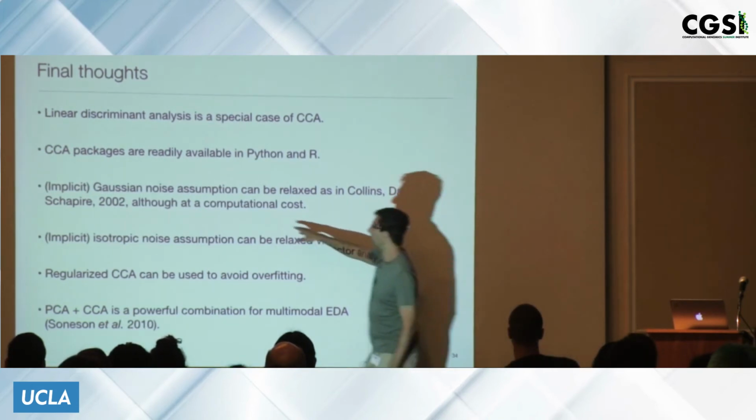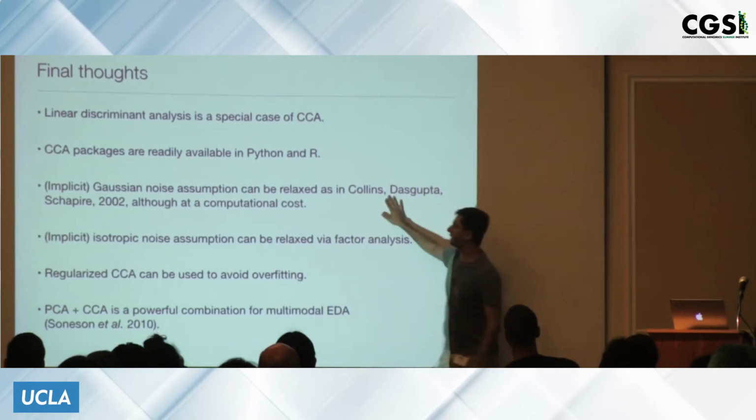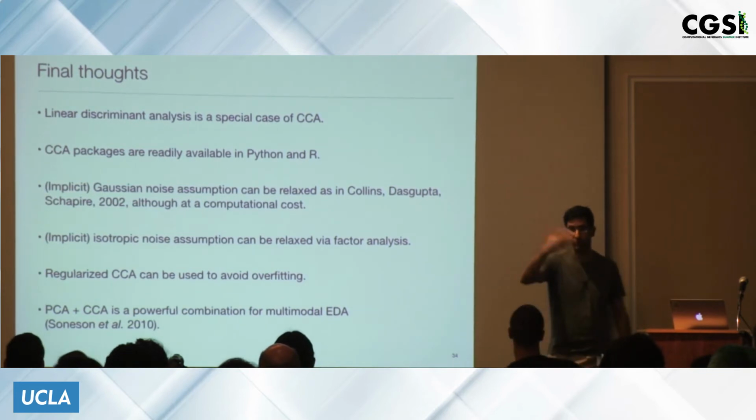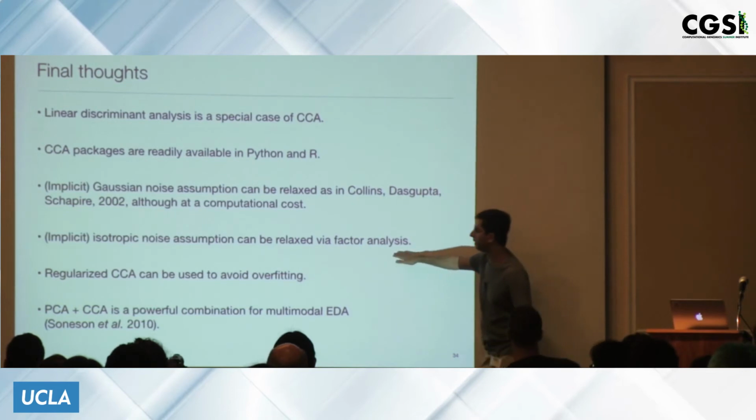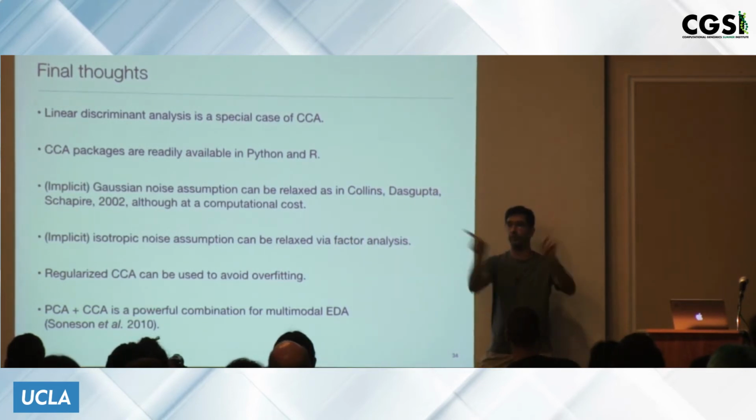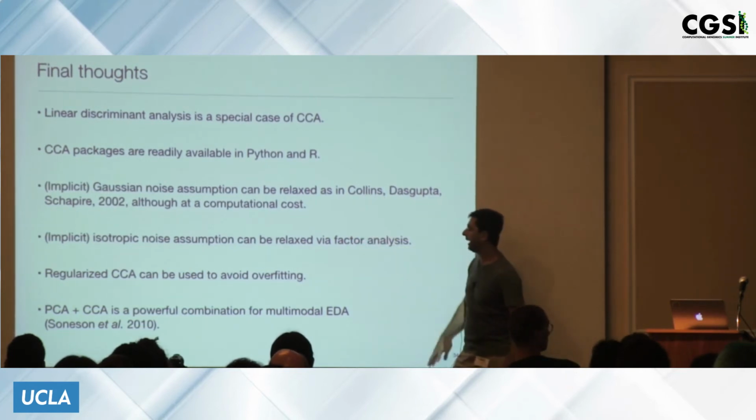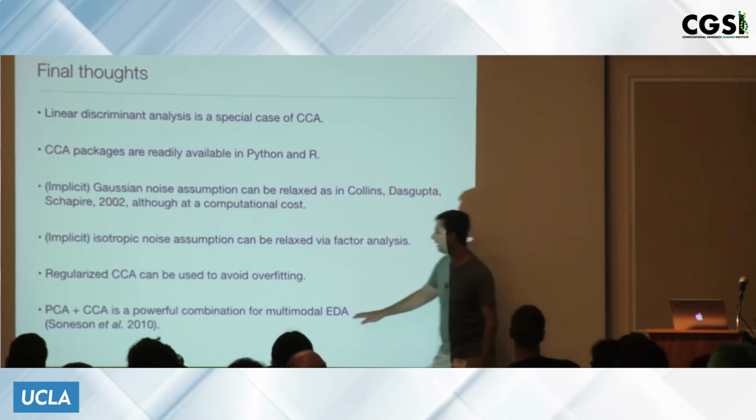You can relax the Gaussian noise assumption for PCA. There's a nice paper that does that. You saw this other paper by Yang doing that for the population genetic data. You could do that also for CCA. One of the things about this model is you're assuming that you have the same noise in each direction. You can relax that. You can do regularized CCA. There are a lot of variants of this.